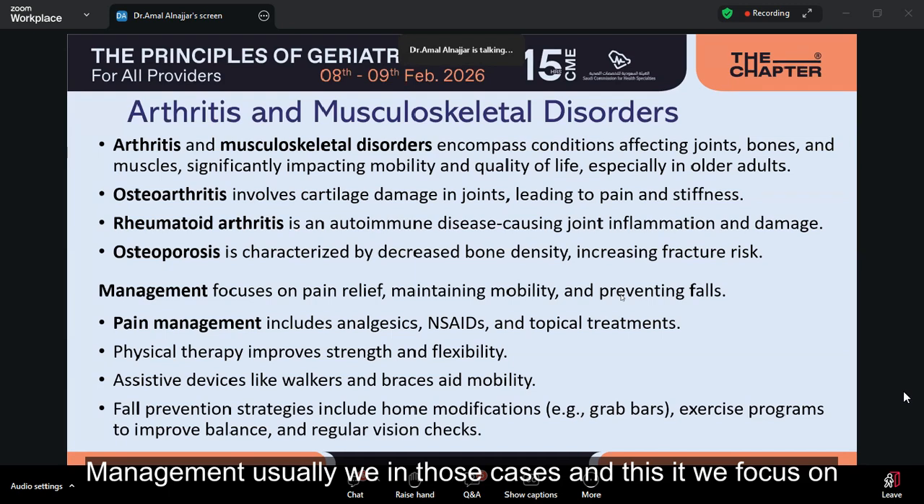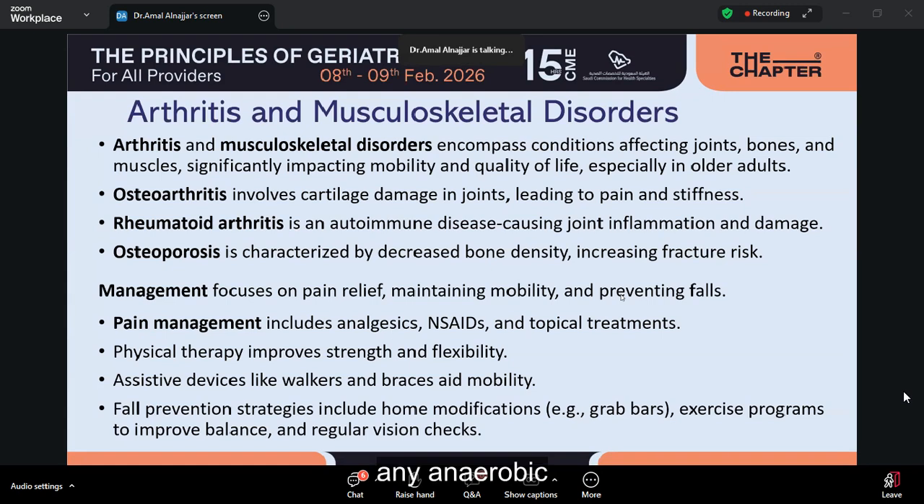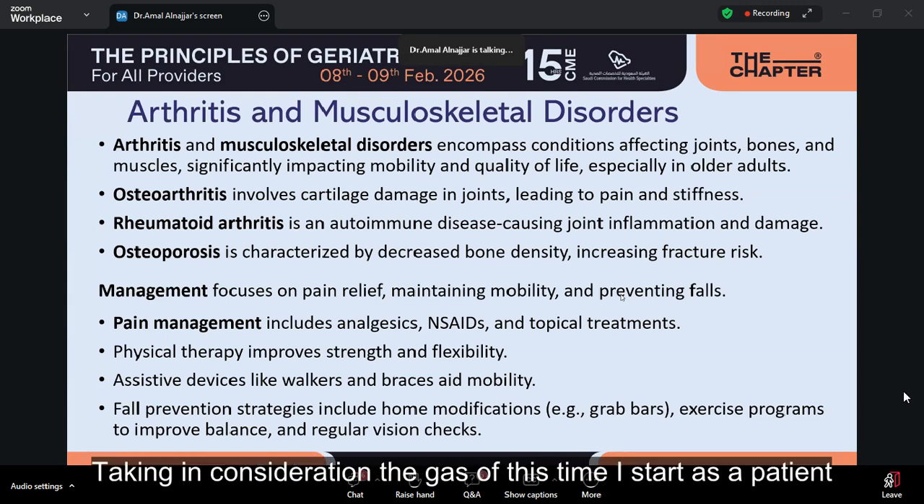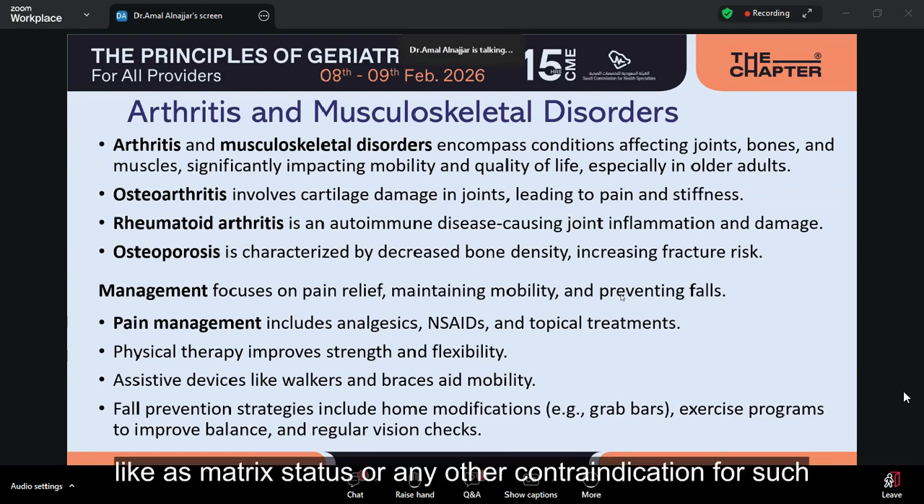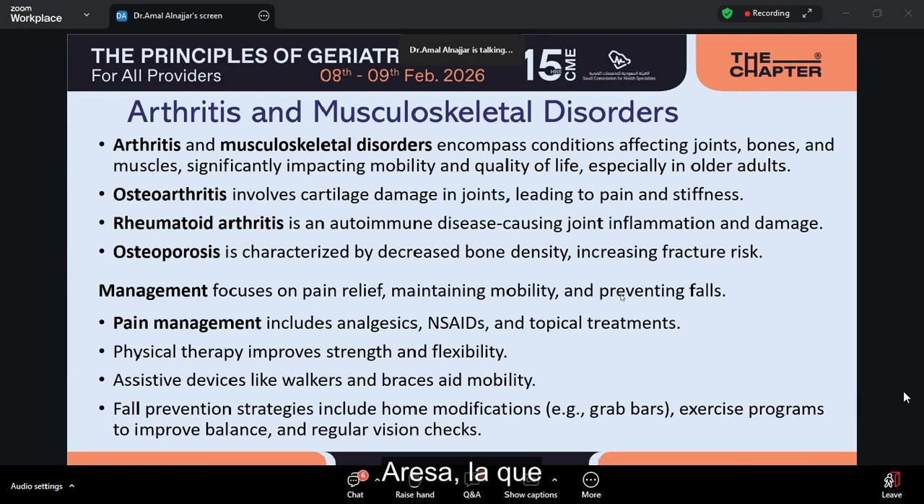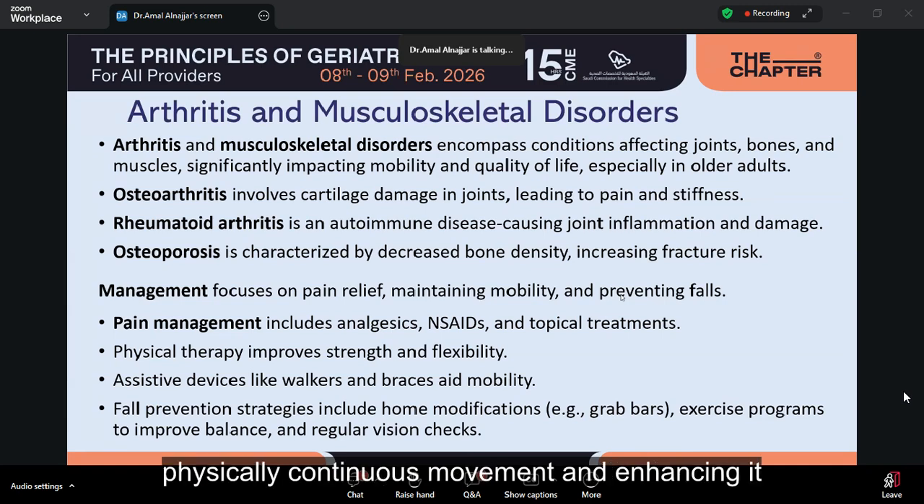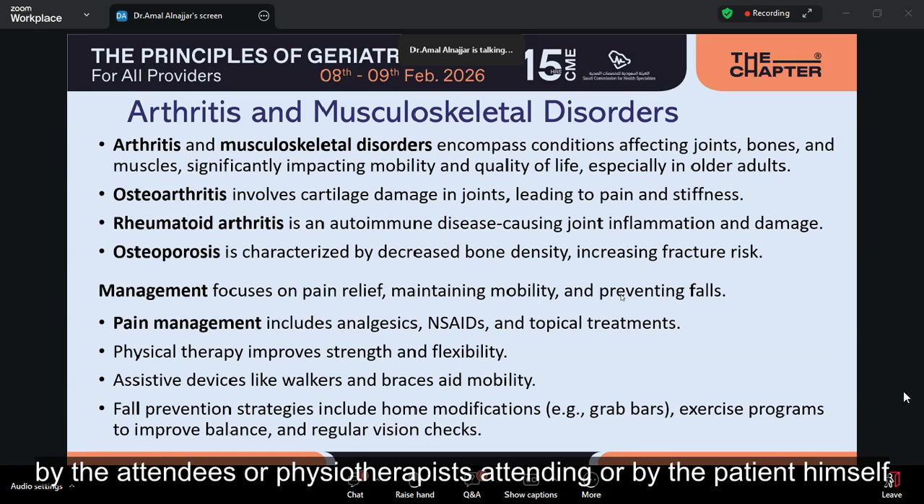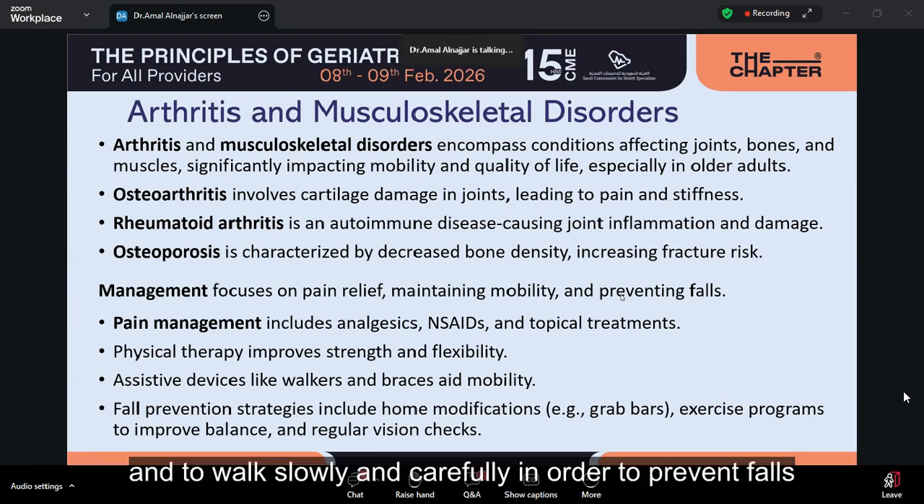Management, in those cases and at this age, we focus on pain relief. Any analgesic, we prefer to give it to them, taking into consideration the gastrointestinal status of the patient and asthmatic status or any other contraindication for such pills that are used to relieve pain. And we have to maintain mobility, like physiotherapy and continuous movement, enhanced by the attendants or physiotherapist, or by the patient himself, and to walk slowly and carefully in order to prevent falls.